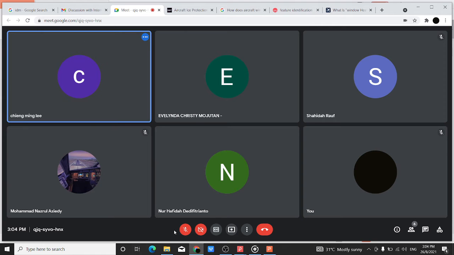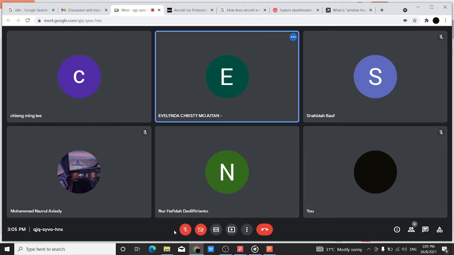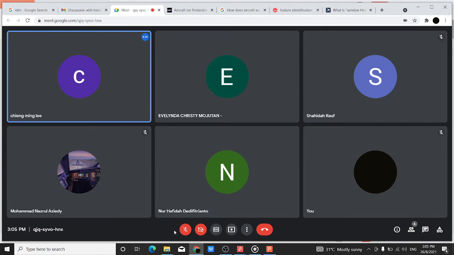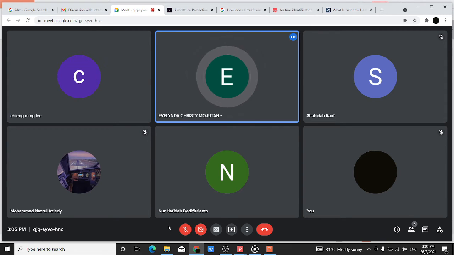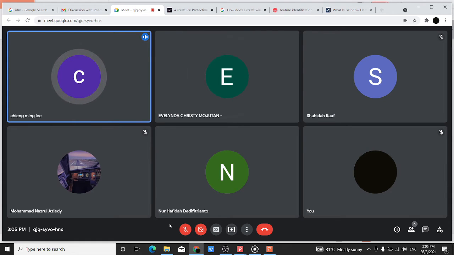Also for the filter, why do we have two filters, one for the pressure line, one for the return line? Evelyn? What do you guys think? Ryan? The question, sir: why are there two filters, one for the pressure line, one for the return line?